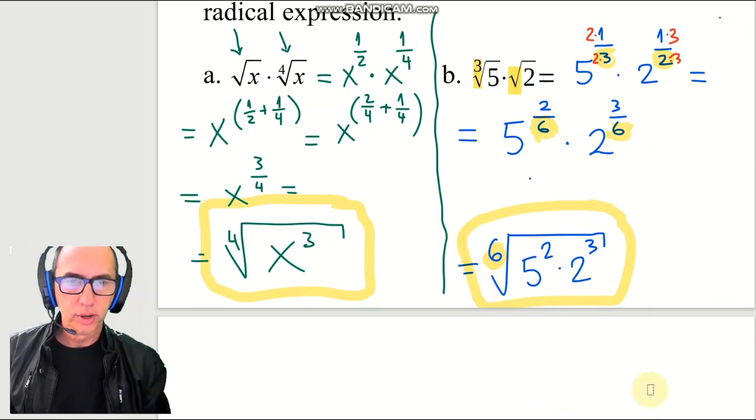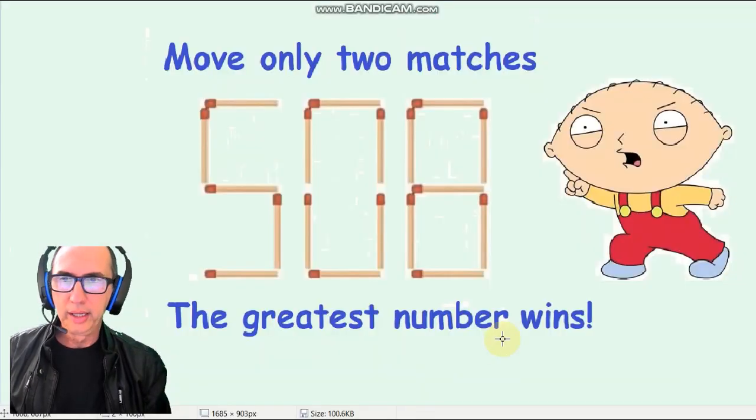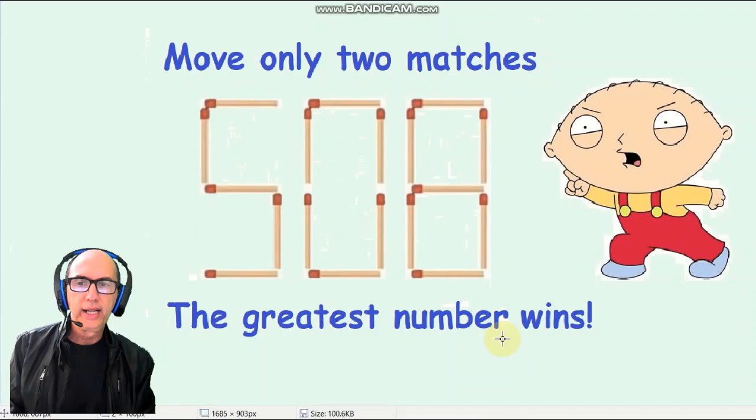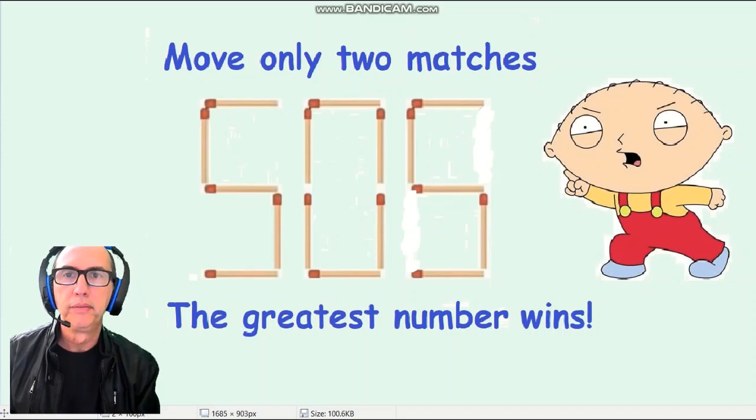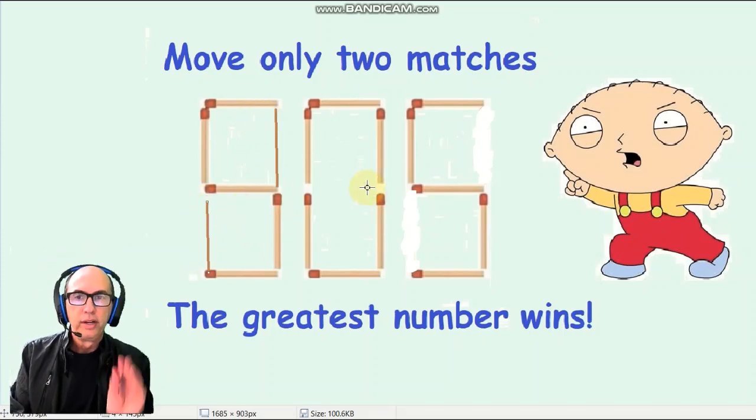Now let's go to our challenge. What do you think? Move only 2 matches and find the greatest number possible. Well, yes, I can see a few options. Maybe you thought about this. Look, if we remove this stick and this stick, and we move to the first number, then we will have one stick here, another stick here. That's 805. Yes, it is more than 508.